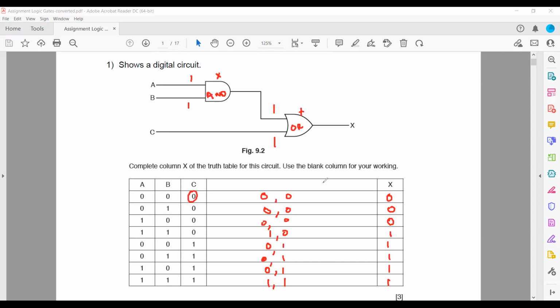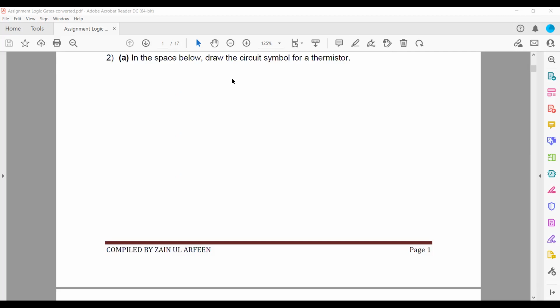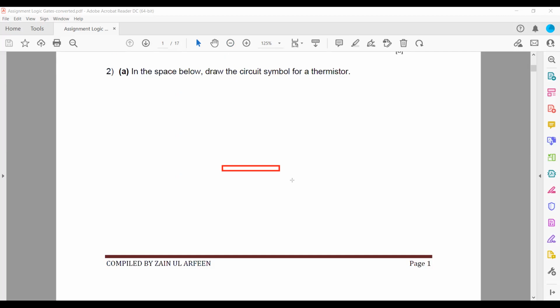Is it clear, this question, how we complete the table from this digital circuit diagram? So it is important that you recognize the circuit symbol, and then using the circuit symbol, you should know how to get the result. And from that result, you can work out the output for different combinations. In the space below, draw a circuit symbol for a thermistor. So what is the circuit symbol for a thermistor? You have to learn these circuit symbols. So this is the circuit symbol which we use for a thermistor.